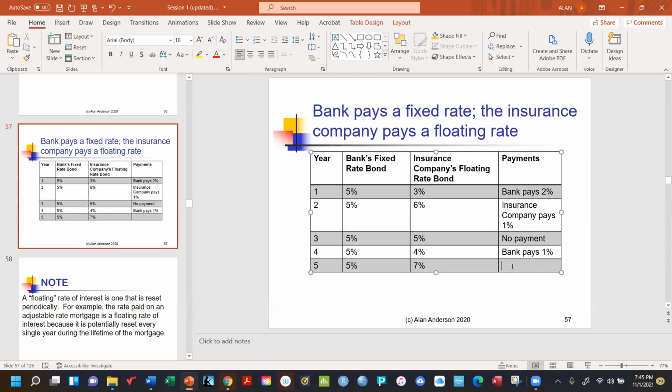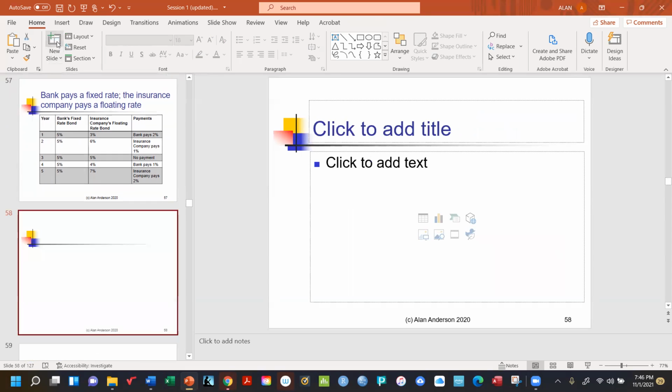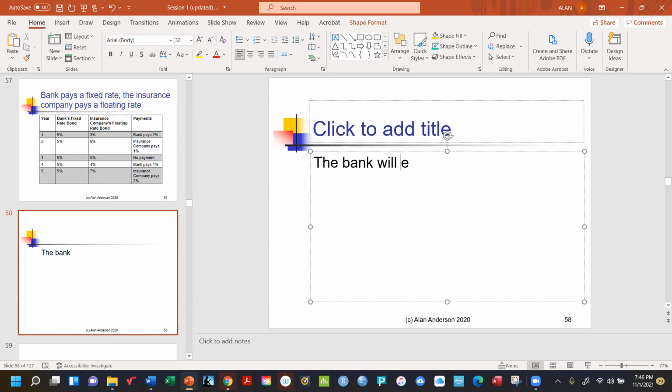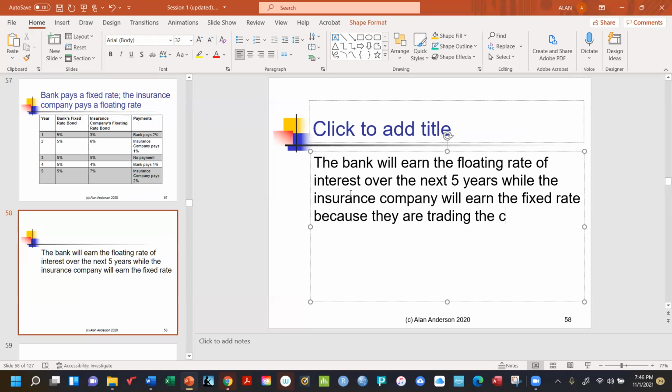And in the last year, the insurance company pays 2%. So the net effect of all of this is that the bank is earning the floating rate of interest and the insurance company is earning the fixed rate of interest, because they've traded their cash flows. So the bank will earn the floating rate of interest over the next 5 years, while the insurance company will earn the fixed rate, because they are trading the cash flows, the interest payments, I should say, from these bonds without having to sell them.